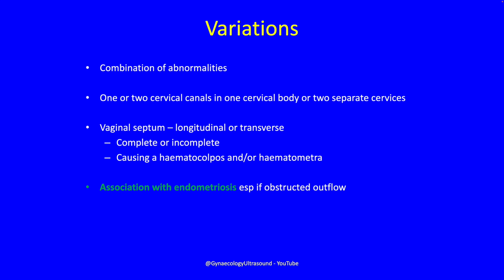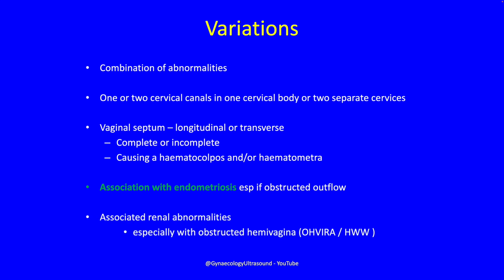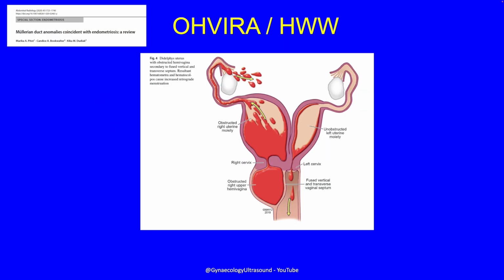If you get a lot of retrograde menstruation, it seems to be potentially causal of endometriosis. And also look at the kidneys. There are associated renal abnormalities, particularly with this one particular abnormality called OHVIRA. And I just want to tell you a little bit more about that because it's more common than you would think.